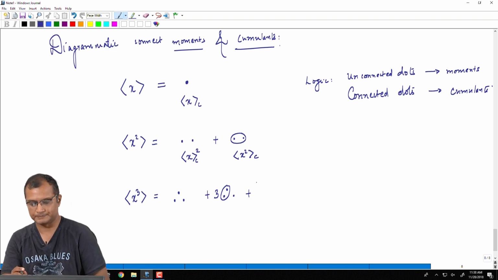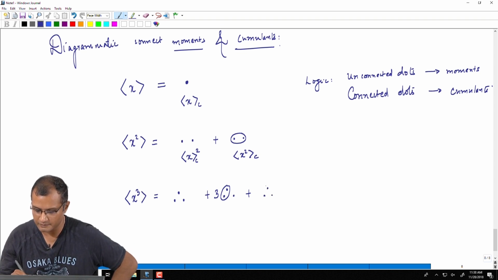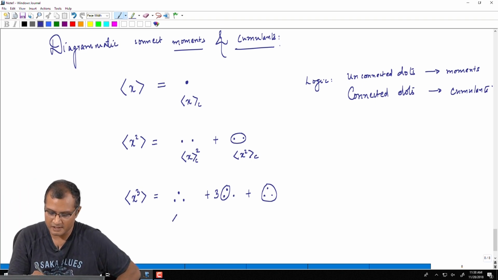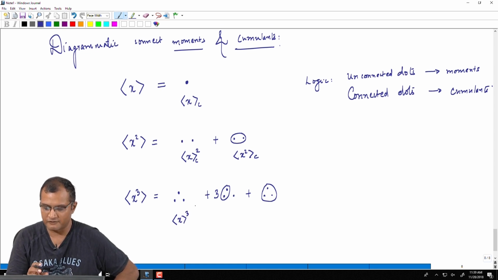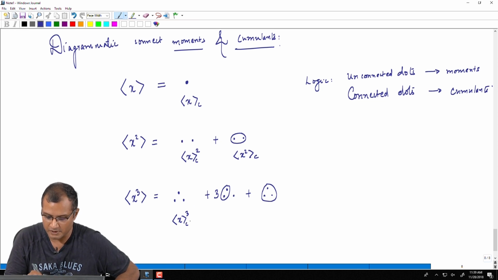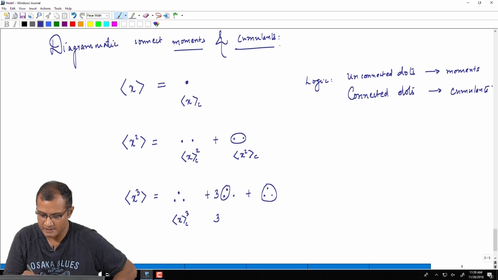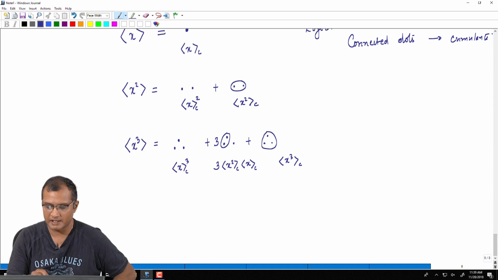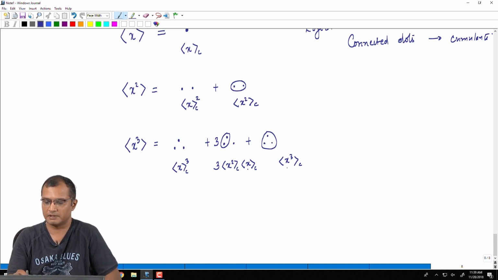So, I write 3 times this, plus I can take all of them together. There are no more ways. If you take 3 disconnected dots, this is nothing but the cube of the first moment, which is equivalent to the first cumulant cubed, plus 3 times this, which is the second cumulant, because I have connected 2 dots, and the third dot is disconnected, which is the first cumulant. The final configuration is the third cumulant. So, that's how you write the third moment: the first cumulant cubed plus 3 times the second cumulant into the first cumulant plus the third cumulant.